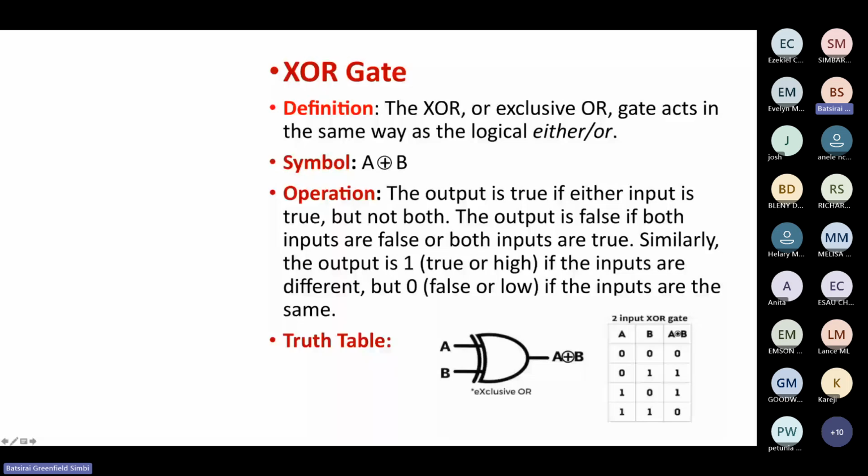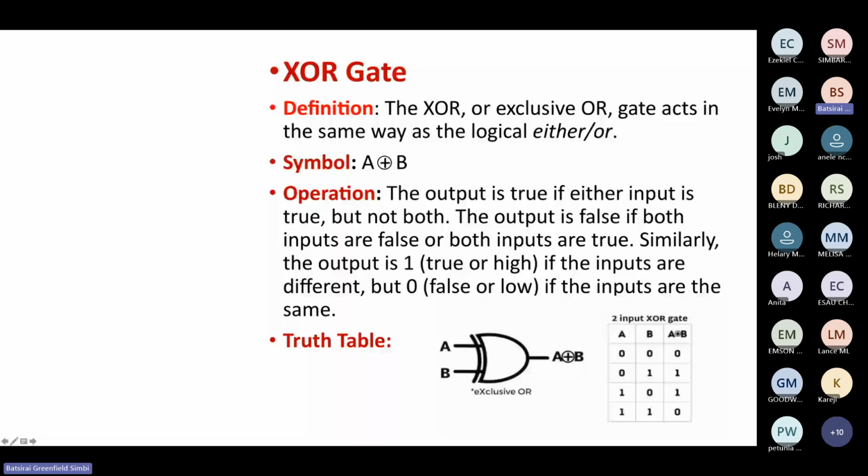So the output has to be true if either A or B is a 1, so our output has to be 1. But the output is false if both inputs are false or both inputs are true. For example, in our truth table, we have 0 here and a 0 there, then our output is 0. Then we have a 1 here and a 1 on B, then our output is 0 again.